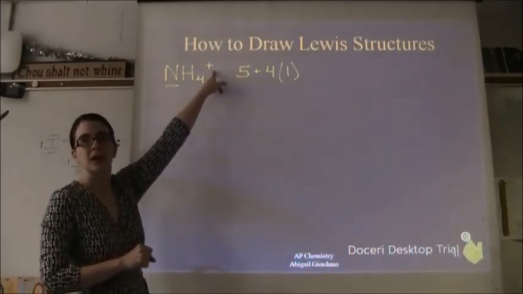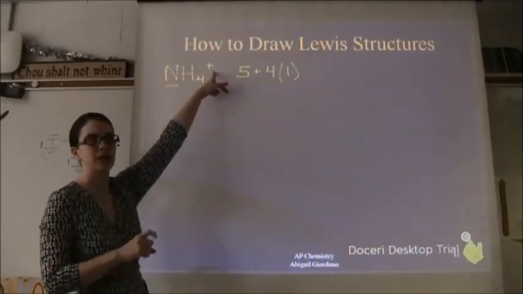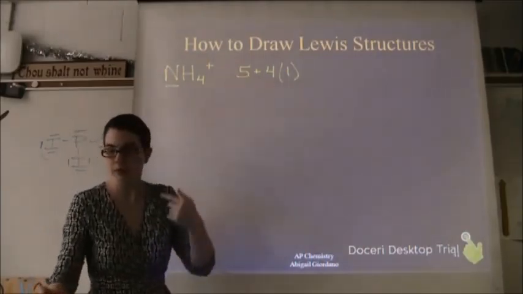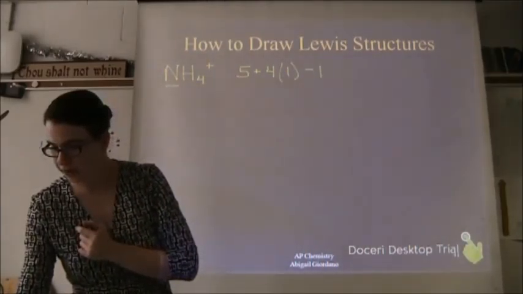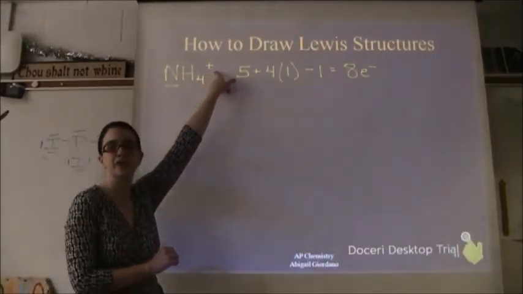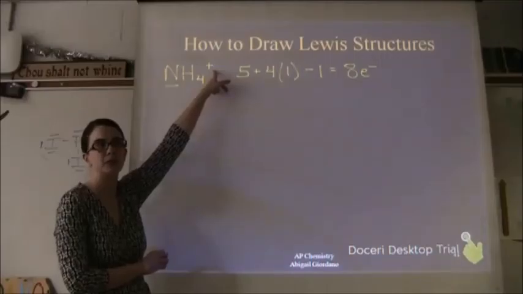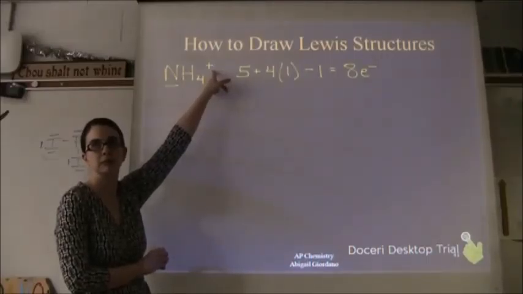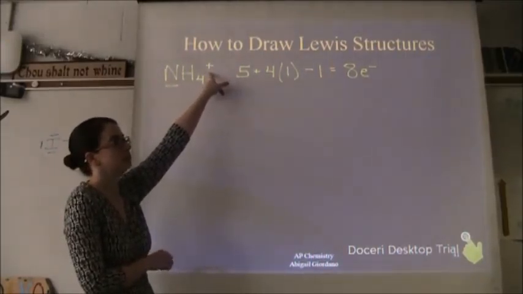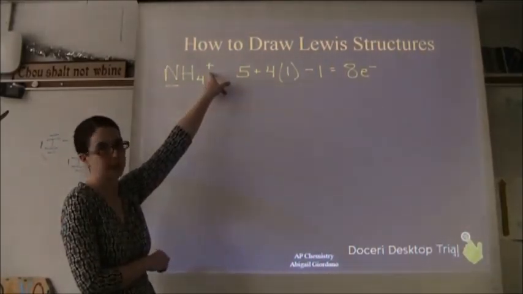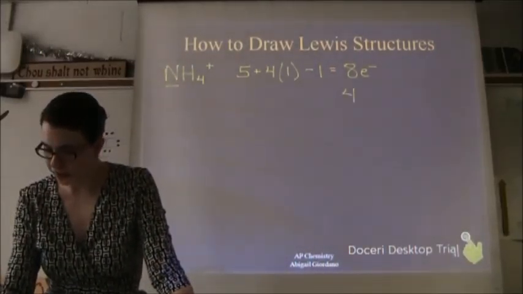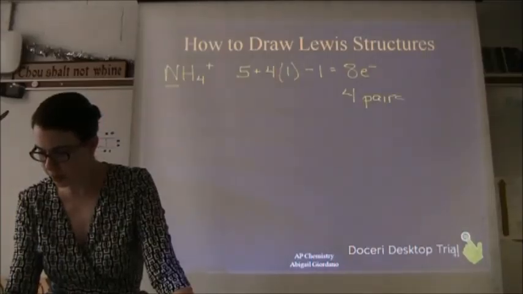Okay. A +1 charge means what happened? We lost an electron. So you're going to subtract 1. Now, what if the charge wasn't +1? What if it was +3? Subtract 3. What if the charge was -5? Add 5. Okay, good. Just checking. Okay, 8 electrons, that's 4 pairs. This is a quick one.